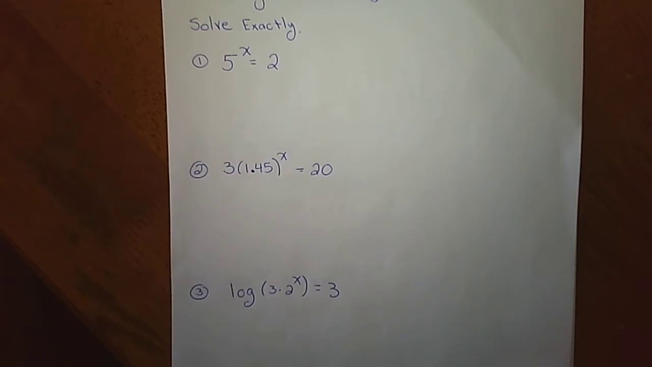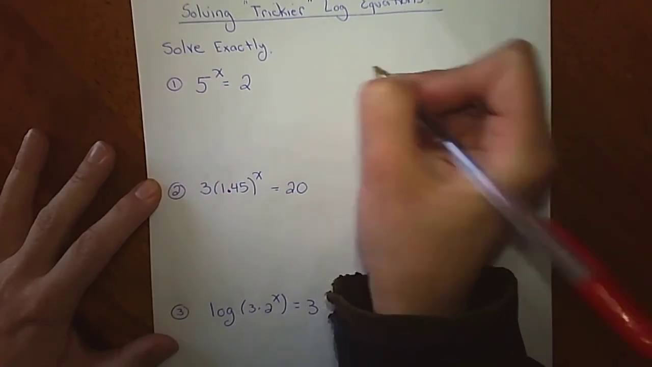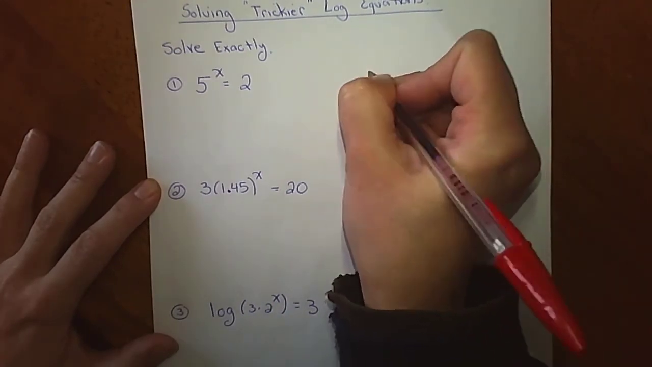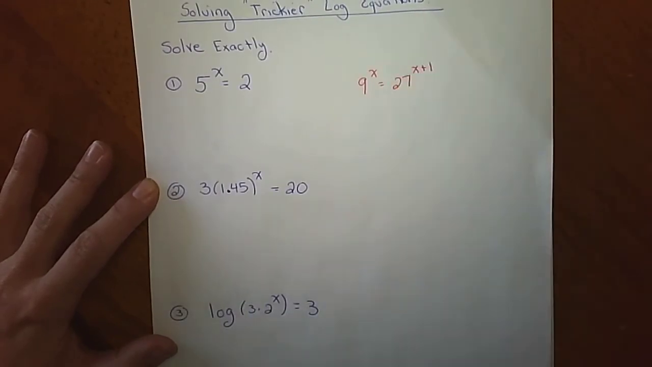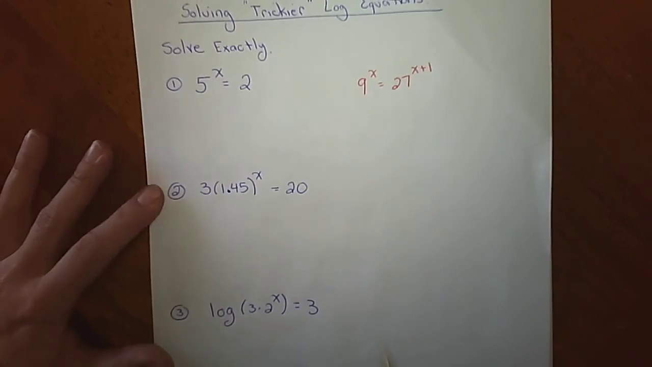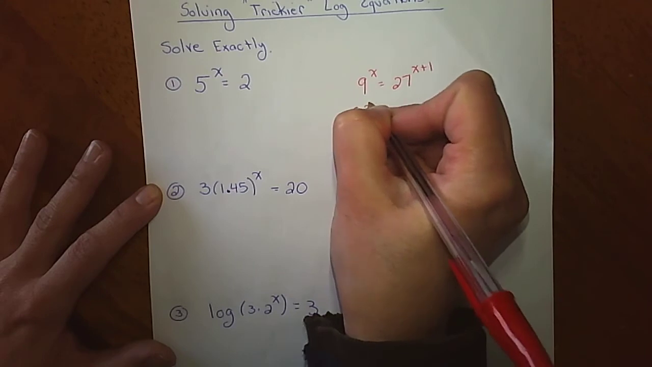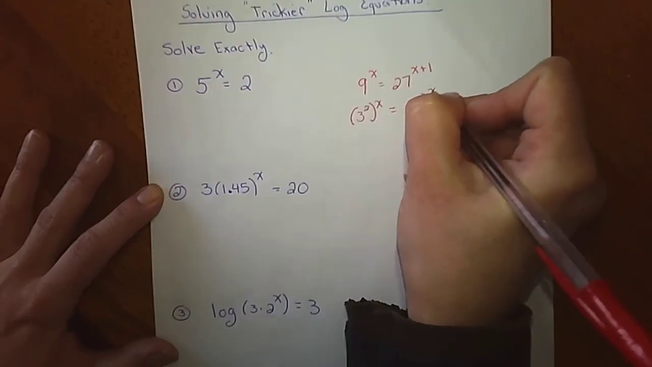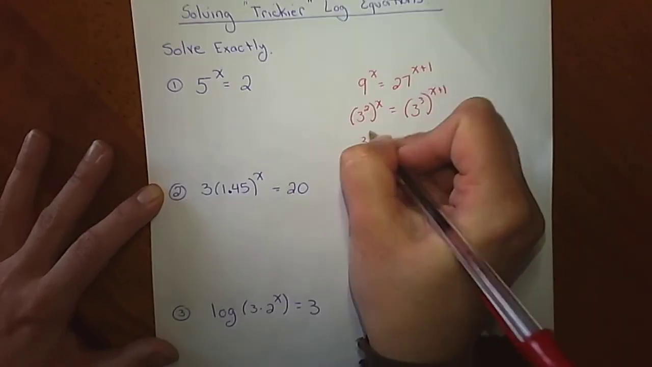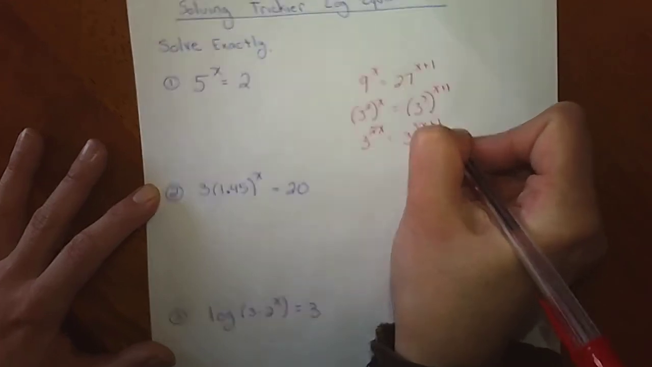We have 5 to the x equals 2. Now, we have done other questions in the past where we have things like 9 to the x equals 27 to the x plus 1. And in situations like this, we want to make them common bases. So we would have changed this into 3 squared to the x. And this one here would have been 3 to the third, right? So this would have been 3 to the 2x equals 3 to the 3x plus 1.